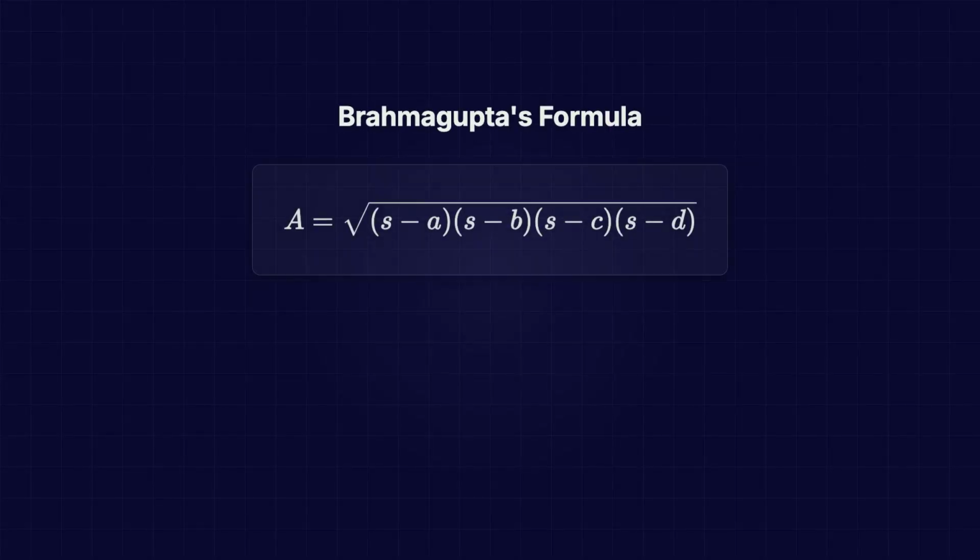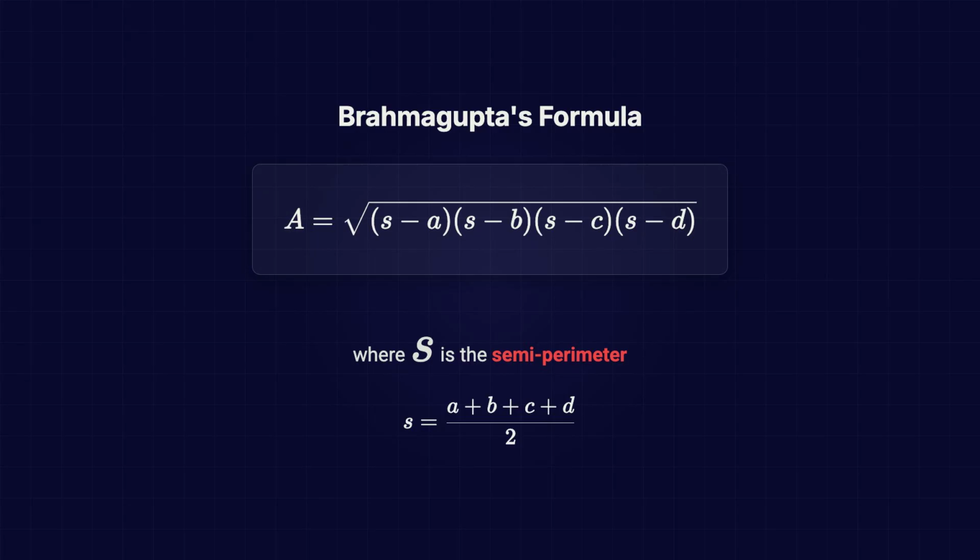Here is his beautiful result. The area of this cyclic quadrilateral, with sides A, B, C, and D, equals the square root of a very symmetrical product, (S minus A) times (S minus B) times (S minus C) times (S minus D). Here, S is simply half the perimeter.